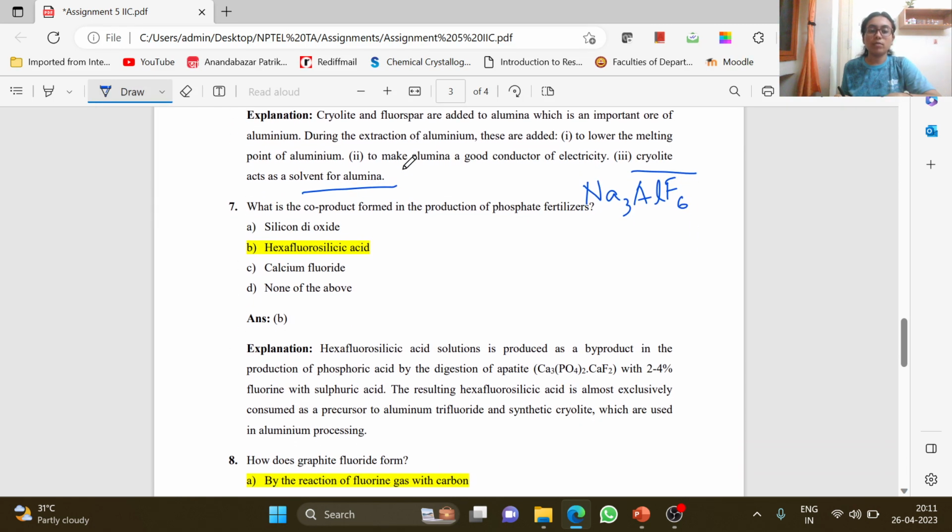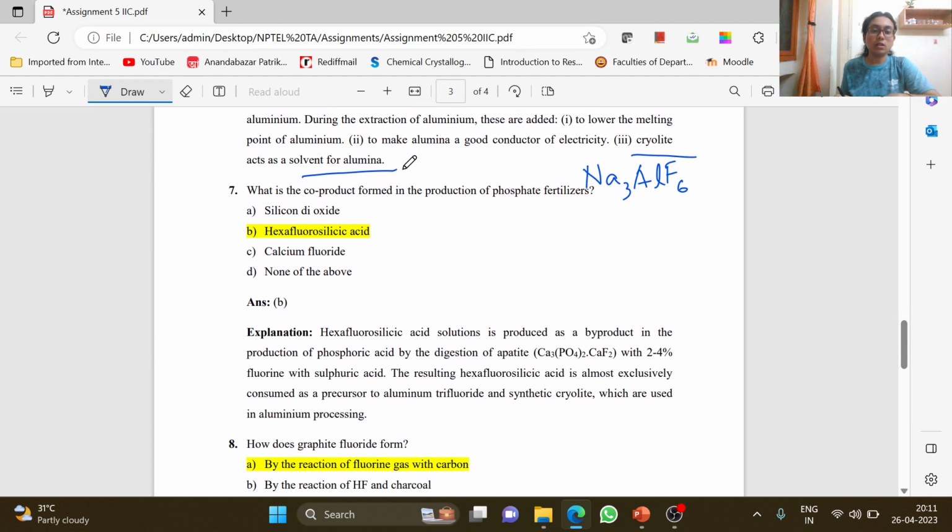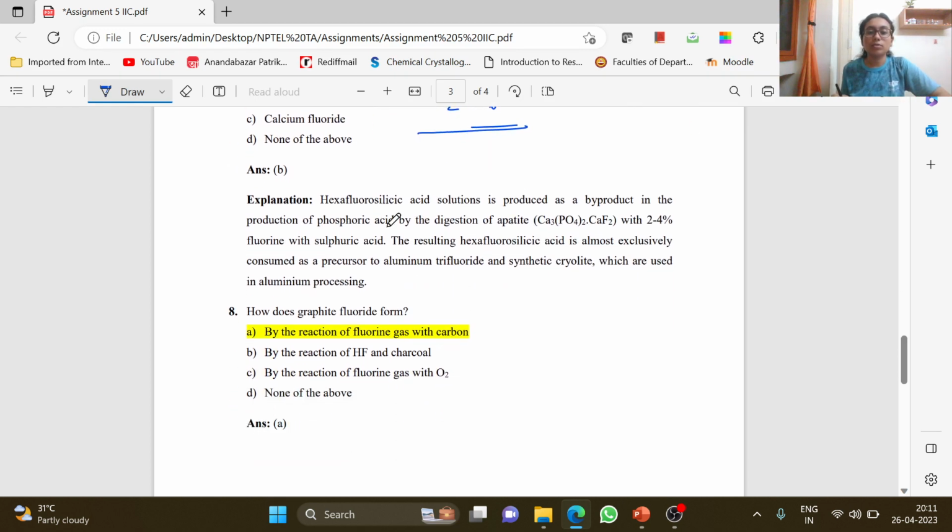Now, what is the co-product formed in the production of phosphate fertilizers? Silicon dioxide, hexafluorosilicic acid, calcium fluoride, none of the above. So hexafluorosilicic acid is the correct option. This is actually hexafluorosilicic acid, meaning H2SiF6. Hexafluorosilicic acid is formed as a byproduct in the production of phosphoric acid from apatite, calcium phosphate with sulfuric acid, as we already discussed.